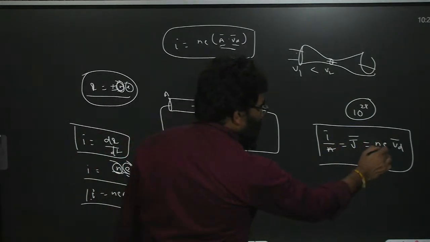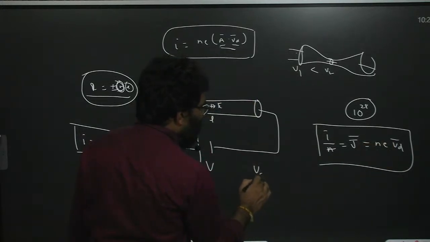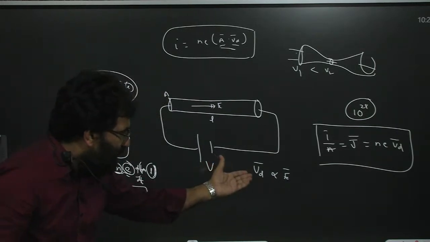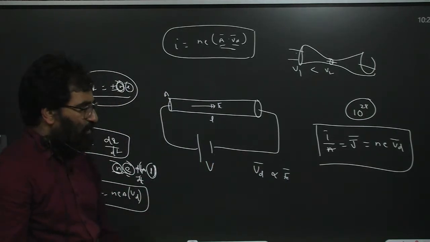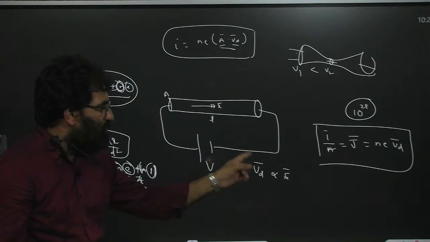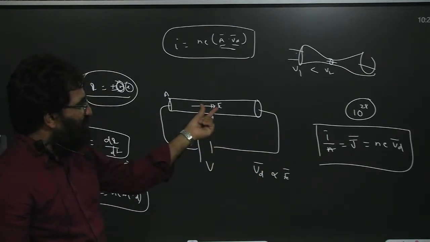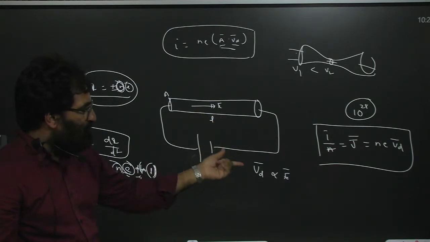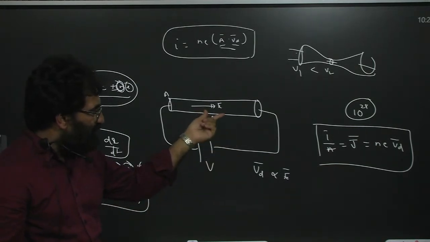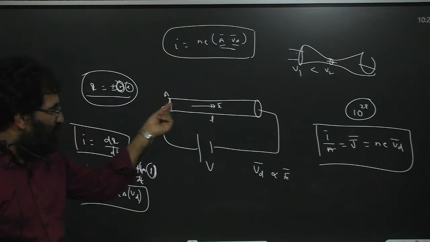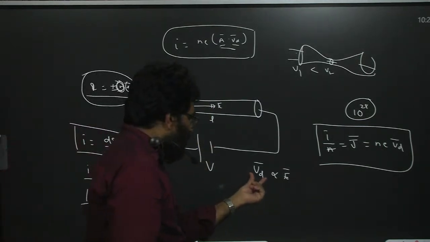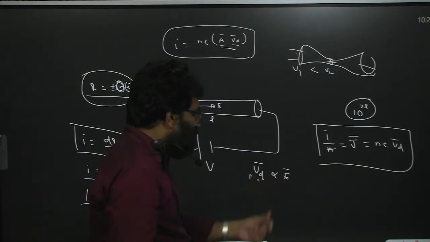Drift velocity is always proportional to the electric field. How? These electrons are moving. Drift velocity is nothing but proportional to the electric field. If the electric field is zero, electrons will not move; there is no force on them. If the electric field is non-zero, electrons experience a force, move, and gain some kinetic energy. So drift velocity is proportional to E.